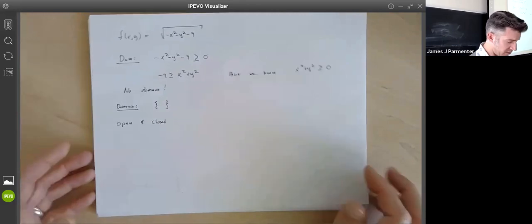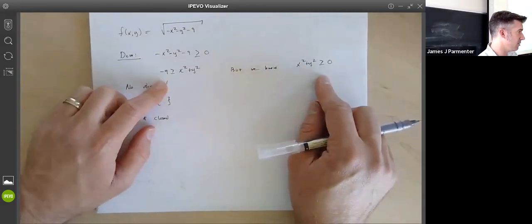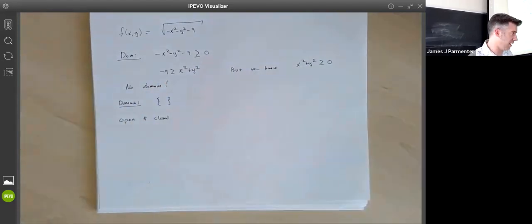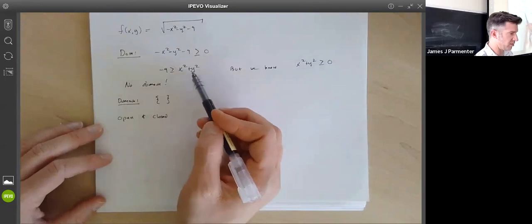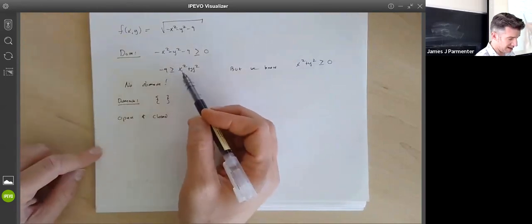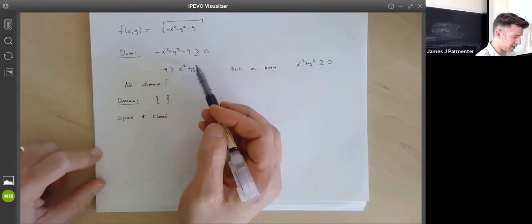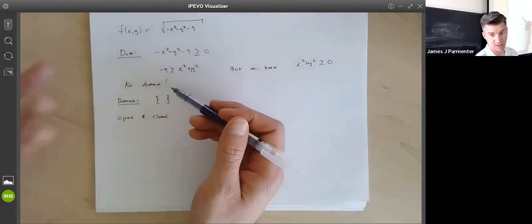And there's no possible way for a thing to be both bigger than 0 and less than negative 9 at the same time. I can't find any x and y values, right? X could be 1 and 2, and 1 squared plus 2 squared is 1 plus 4, which is 5. It doesn't work. No matter what you pick for x and y, x squared is going to be positive, y squared is going to be positive, and it won't be less than or equal to negative 9. So that's why there's no domain.